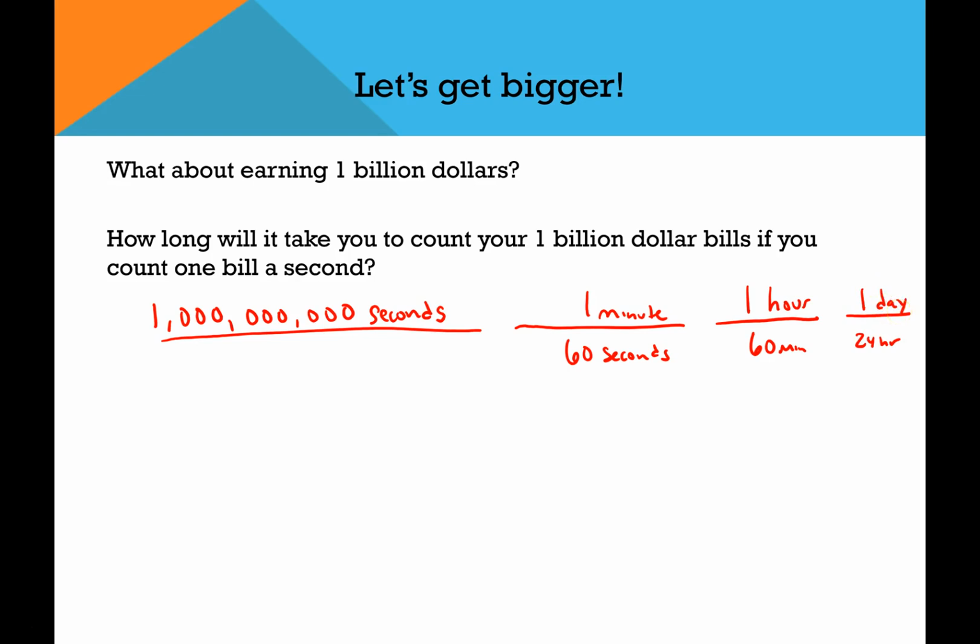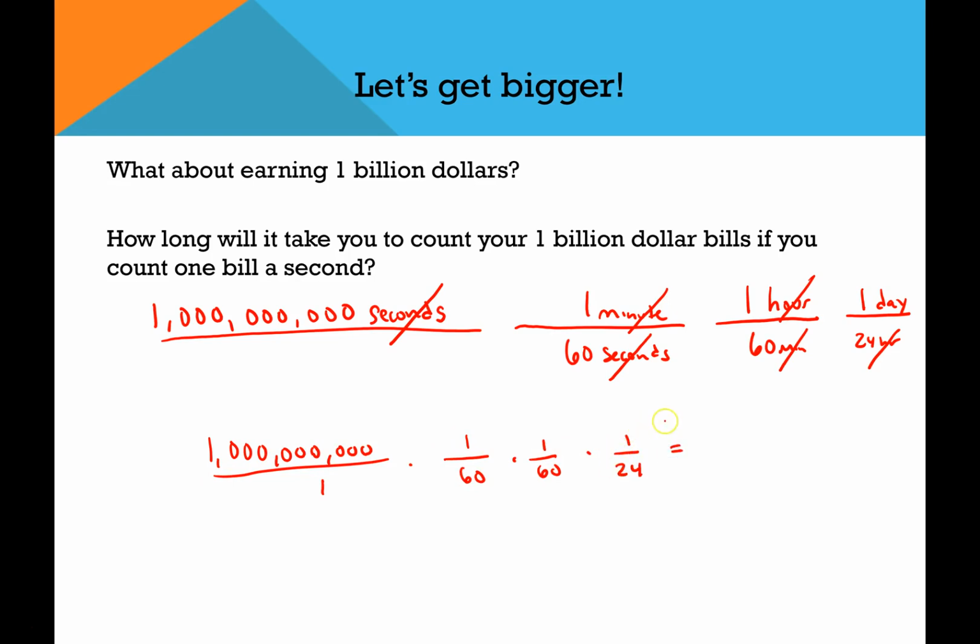Notice how I'm converting from a billion seconds to days. So I've said that there's 60 seconds in a minute, 60 minutes in 1 hour, and 1 day is 24 hours. And just watch how things cancel. The seconds cancel, the minutes cancel, the hours cancel. So I'm left with an answer of days, and it's going to be 1 billion over 1 times 1 over 60 times 1 over 60 times 1 over 24.